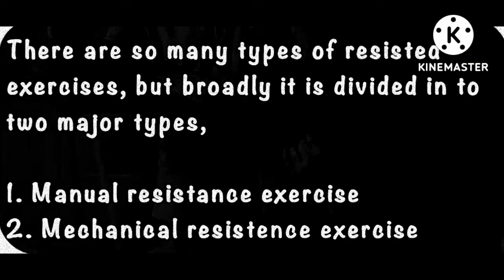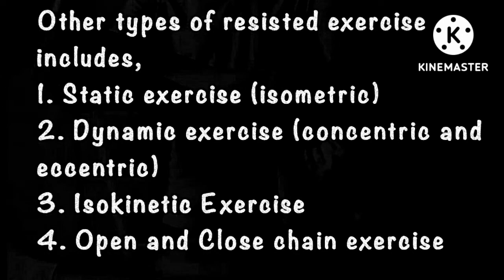There are many types of resisted exercise, but broadly it has been divided into two major types: manual resistance exercise and mechanical resistance exercise. Other types of resisted exercise include static exercise, which is isometric, dynamic exercise, which is concentric and eccentric, isokinetic exercise, and open and closed chain exercise.